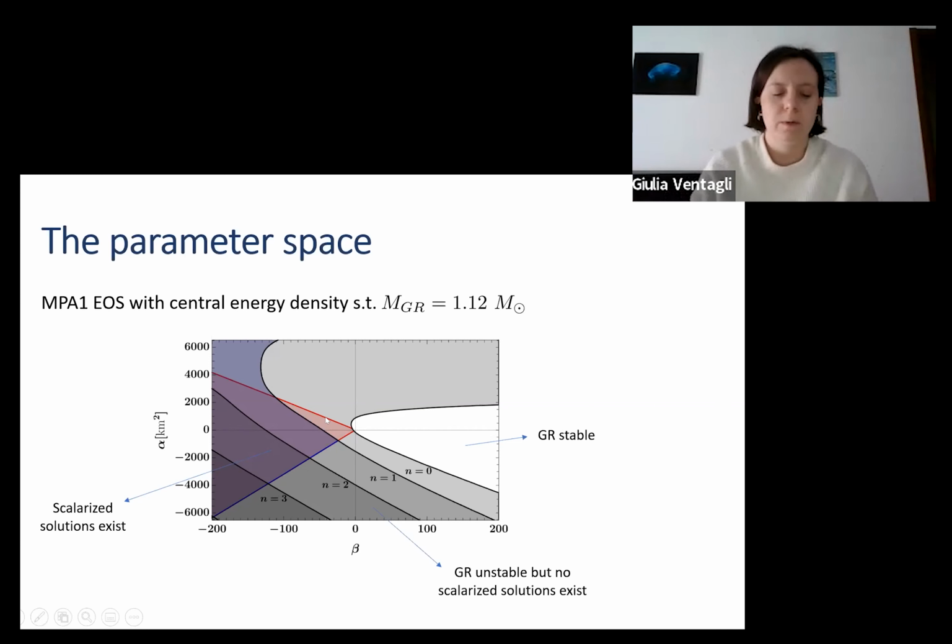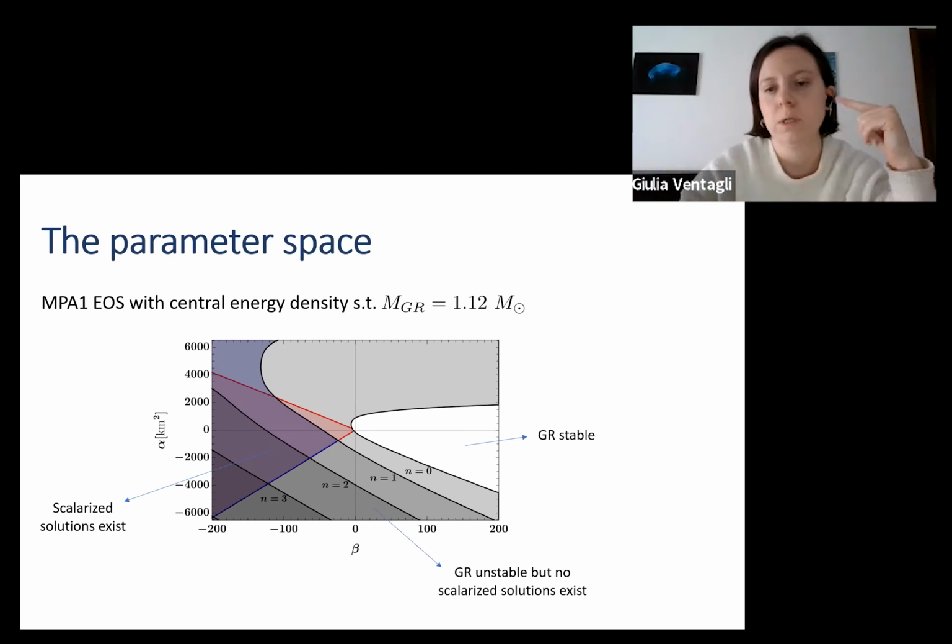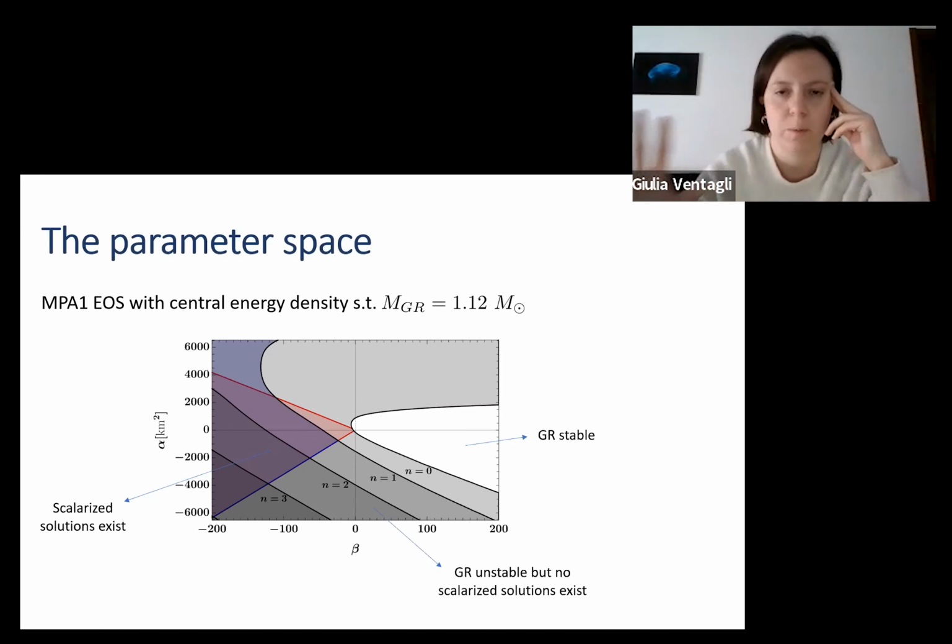These color regions represent areas of the parameter space where we can find a scalarized solution to our full system. So we do not only have an instability at a linear level, we are also able to find solutions of the full system of equations. In particular, the red region is for 0 node solutions. The blue one is for 1 node solutions. We are not including higher node solutions so as not to complicate the plot further.